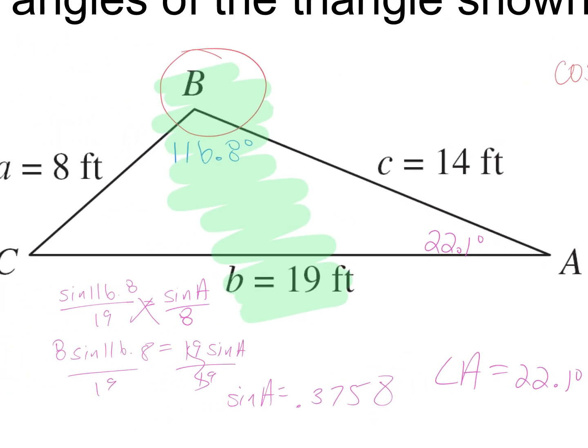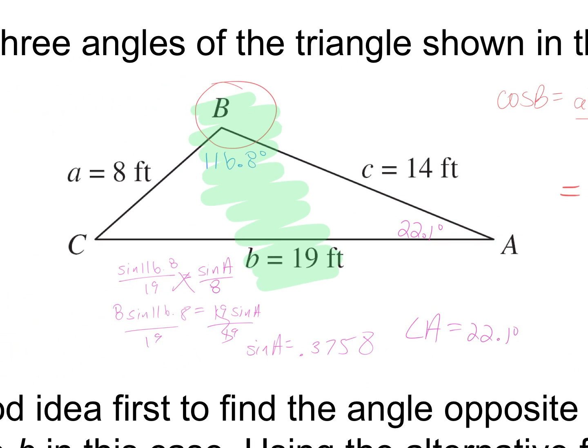Now, how can I figure out what angle C is? You can add them and subtract from 180. So what's 116.8 plus 22.1? And then minus 180 is what? 41.1. All right, there you go. So 41.1 degrees.